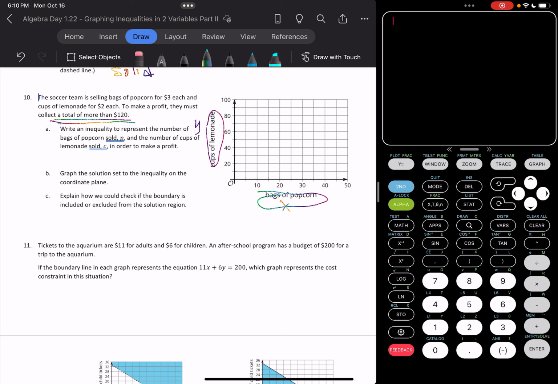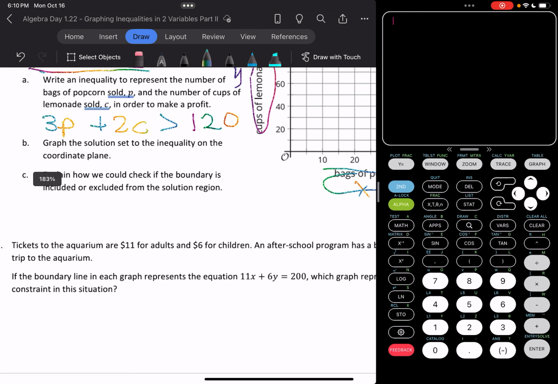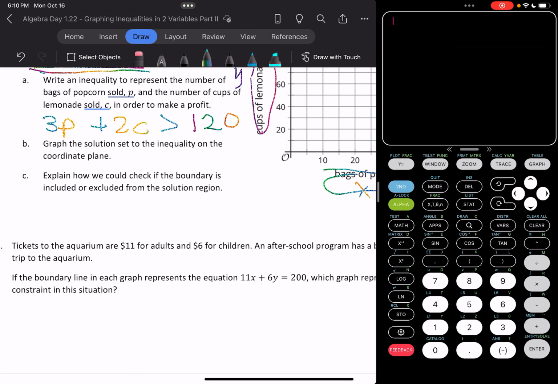So $3 per popcorn bag, so that's 3P, plus $2 per cup of lemonade, and we need to make more than 120. Now it says graph the solution set. We can graph the solution by either solving for the x and y intercepts. So when popcorn is 0, what would the cups of lemonade be? When cups of lemonade is 0, what would the popcorn be? Or we can put this in slope-intercept form. I'm going to do both just for the purposes of this so that you can see that there are two ways to graph it. So let's start by looking at our y and x intercepts.